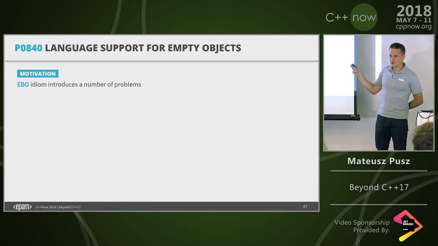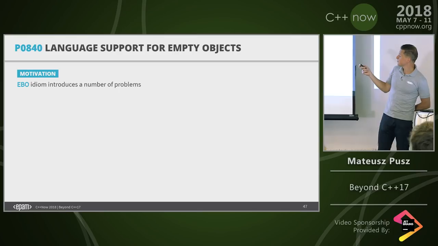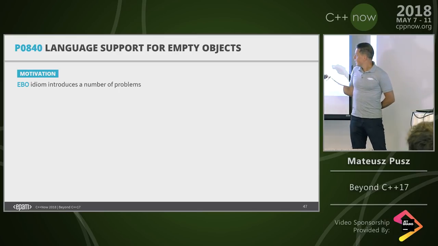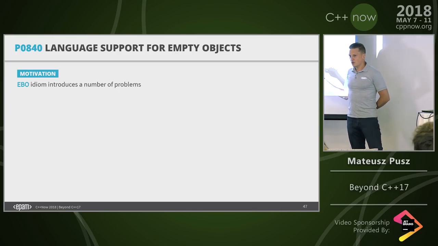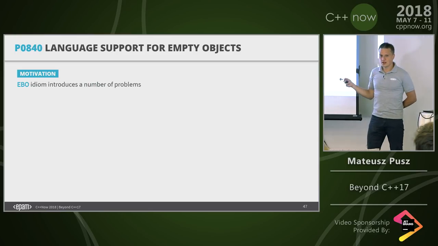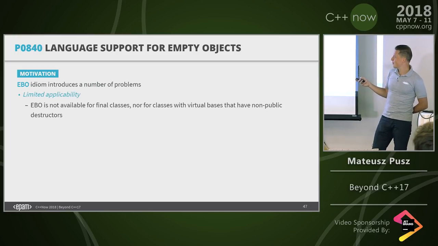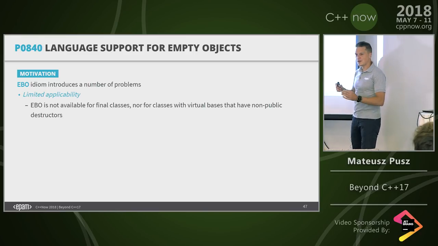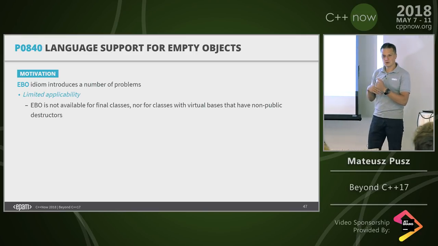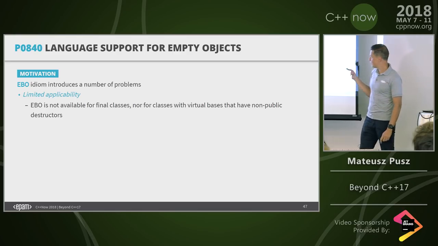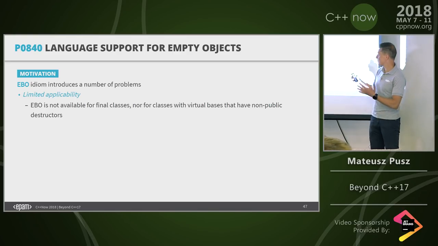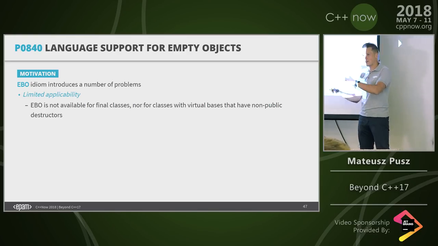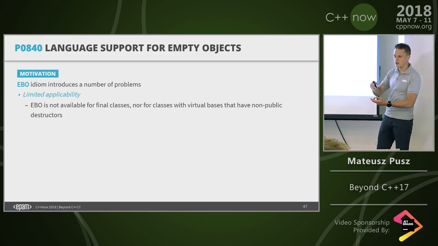Okay, EBO stands for empty base optimization. Probably you know this idiom. It introduced a lot of, let's say, problems. First, it has limited applicability. If something is final, which we were already told today in one of the lectures, you cannot inherit from it, and you have to put it as a member. Otherwise, you can inherit from it. So there are some special helper types to do it.